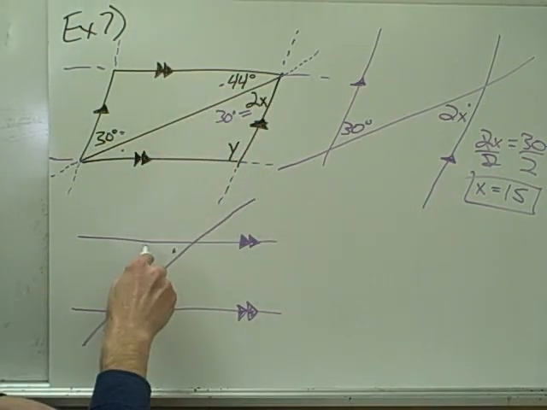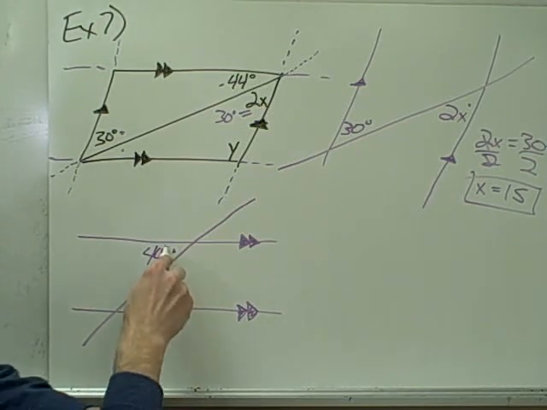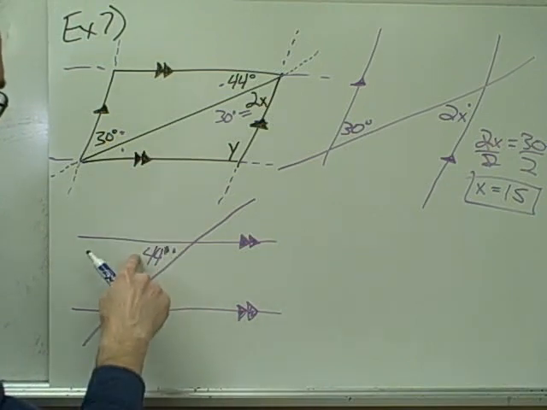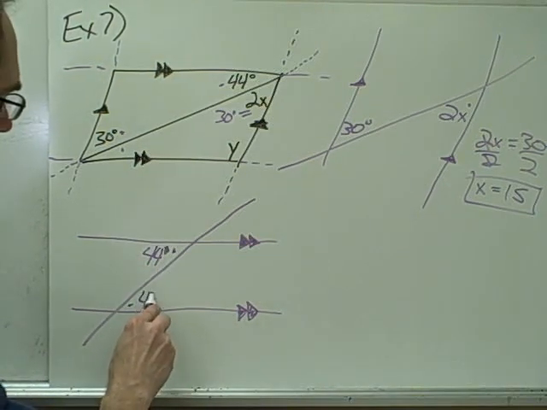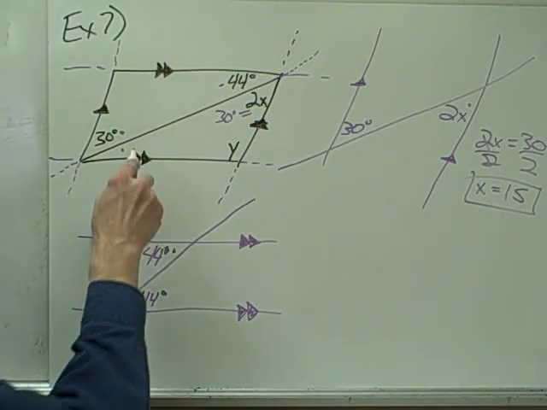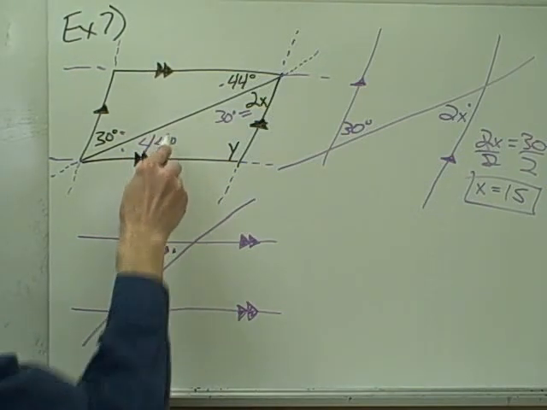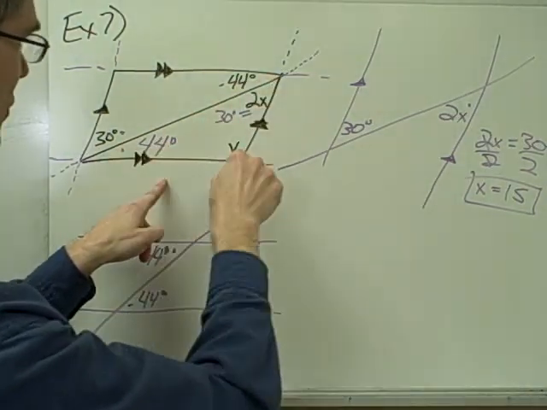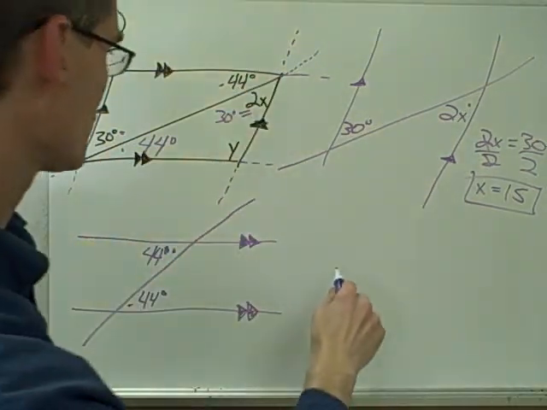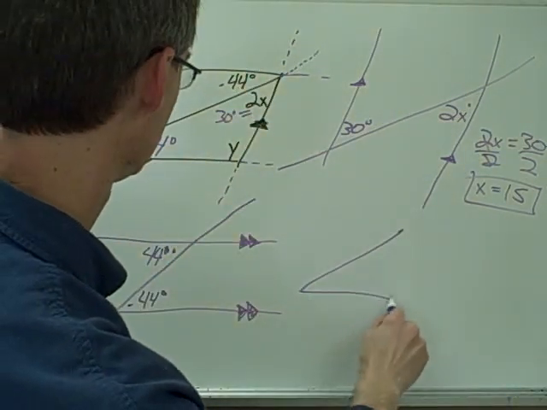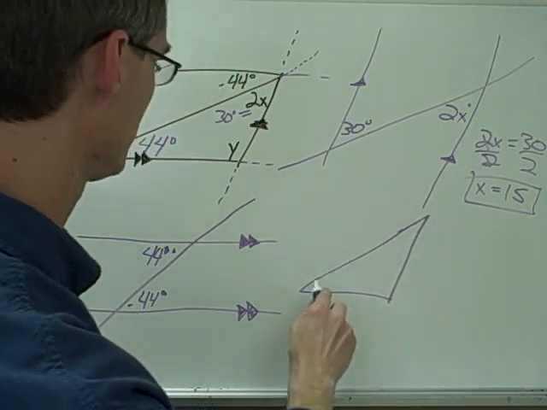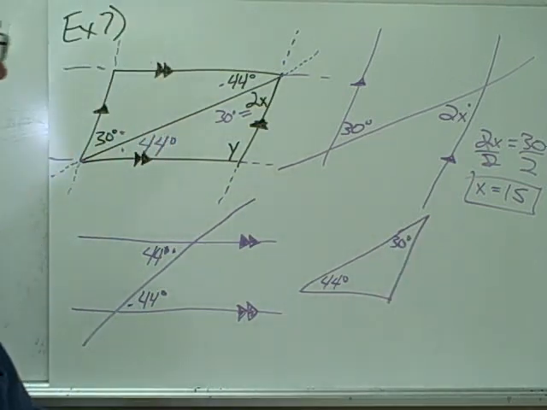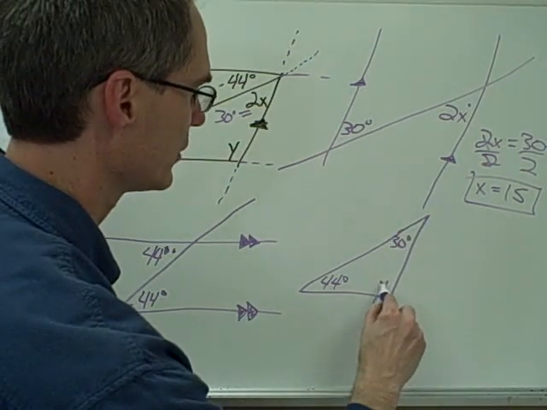This is my 44 degree angle. Now this angle here doesn't have any value in it, but since these are alternate interior angles, I know that it must be 44 degrees. Now that I know that this angle is 44 degrees, let me also redraw just this piece where I have a triangle. That angle is 44 degrees, that angle is 30 degrees, and this is the angle I'm looking for.